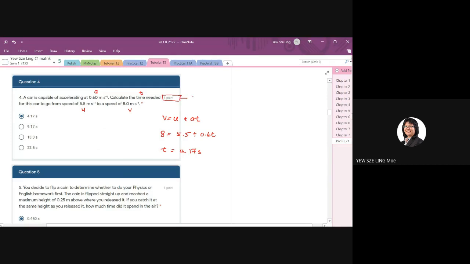So when it comes to this Google Forms type questions, the 1 point question is a simple question, which I call C3 questions. C3 questions need just one equation. You can solve it by just using one equation.